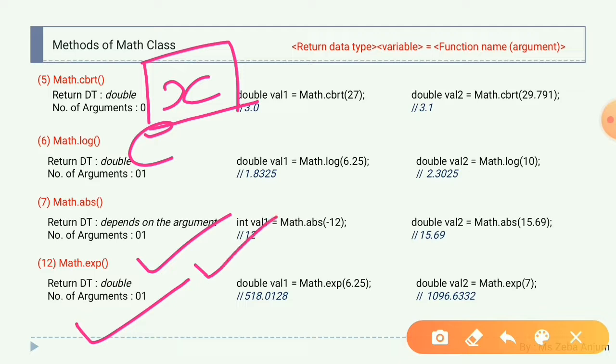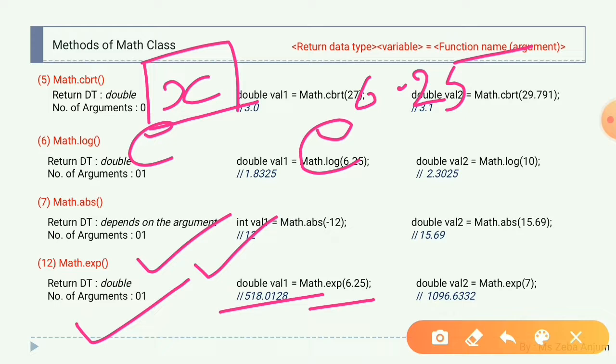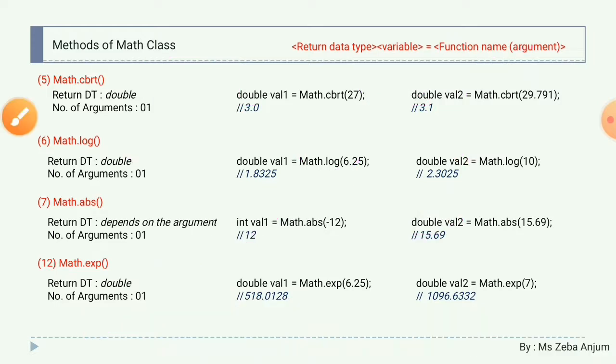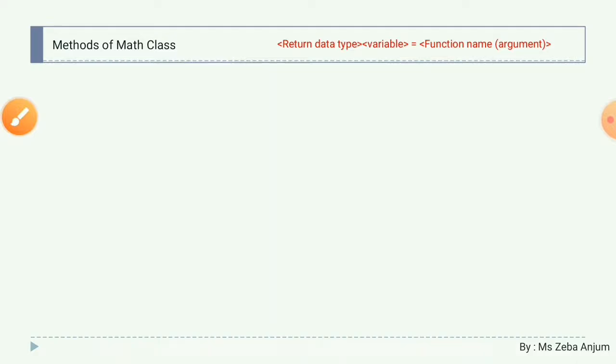See the first example. Math.exp(6.25). So in this we are going to calculate e to the power 6.25, and this is the result that we are going to get. Now again see the second example. If you calculate e to the power 7, then 1096.6332 you are going to get as a result. Okay, so now moving forward with some more mathematical functions.